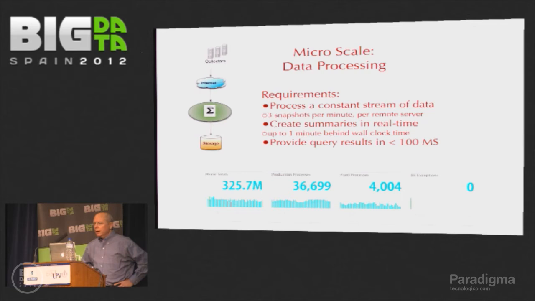If we look first at the micro scale, this is really about the ability to process the data. The requirement is that you have this constant stream of data from now tens of thousands of remote servers sending us gigabytes of data every day per remote server, creating these snapshots. We get three snapshots from each of these remote servers per minute, so three every 20 seconds, as compressed and encrypted XML. We process that, take these snapshots, and combine them into a time series, and I'll explain a little more on what we do with them in a second.